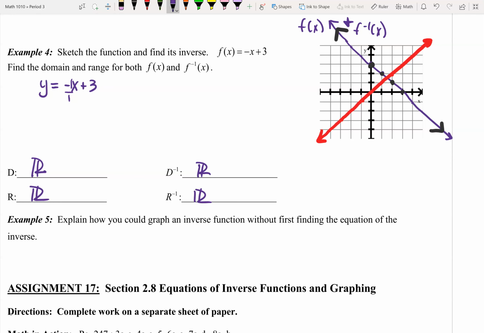Now, watch what's going to happen with the equation. What's the equation for the inverse going to be, everybody? The equation of the given, right? Let's do it. So you have x equals negative y plus 3. Pull your 3 over. So you have x minus 3 equals negative y. Change the signs, and you have the inverse is negative x plus 3. Well, that's what I started with. So can an equation be an inverse of itself?